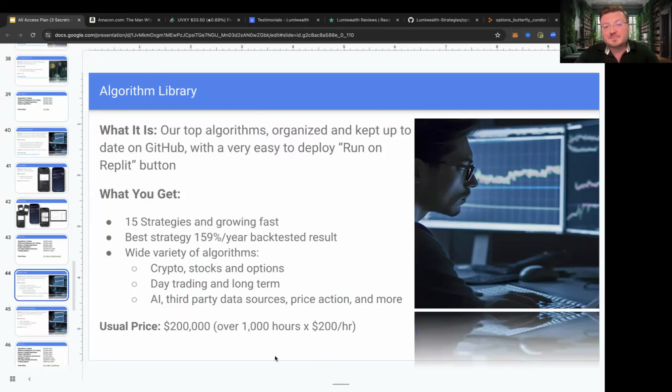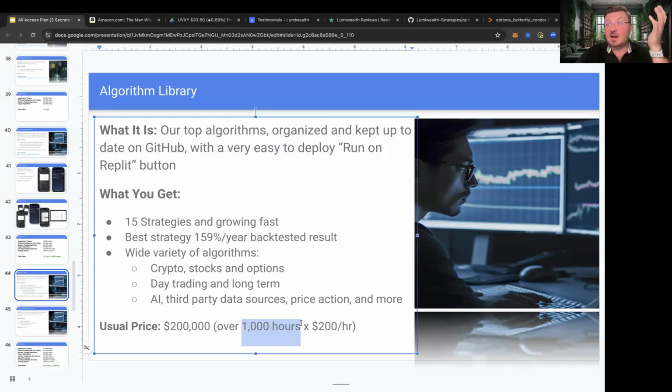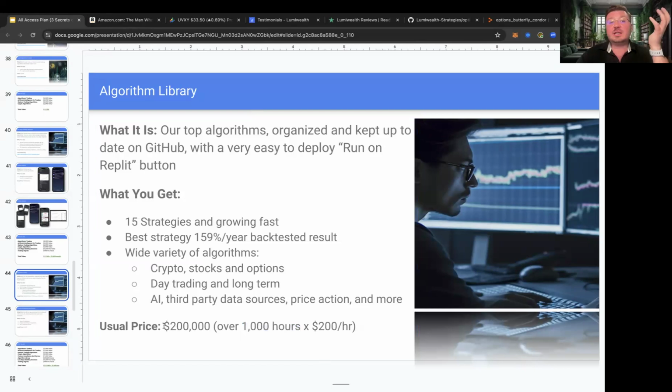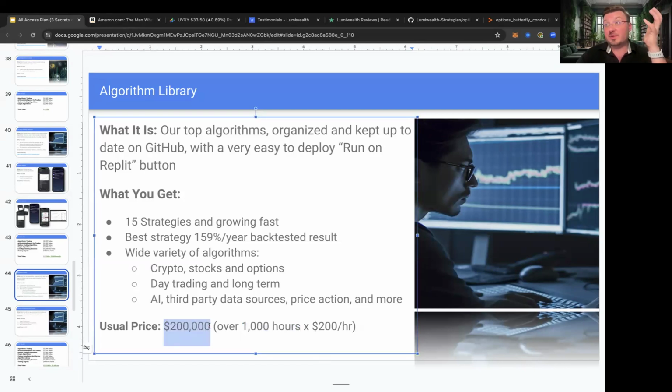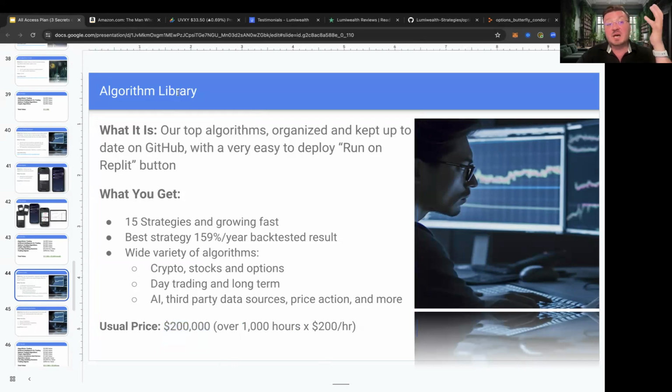And if you did the math, right? This probably took us like 1,000 hours to build, right? If you hired someone to actually build this stuff out, you'd easily spend 1,000 hours building out all these different algorithms. At $200 an hour, we're talking this library is probably worth $200,000 at least, right? If not more, because we're considering that some of these algorithms have these crazy results, right? So you're going to get that as part of the all access plan as well.